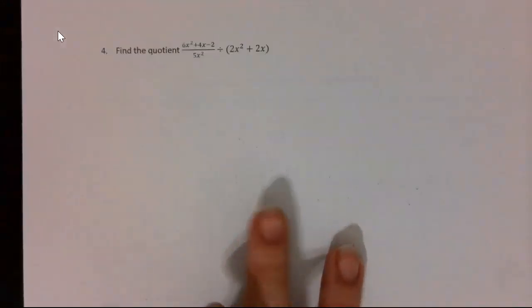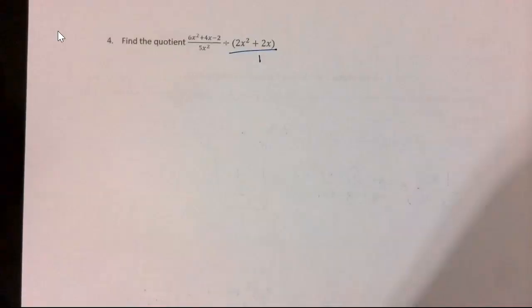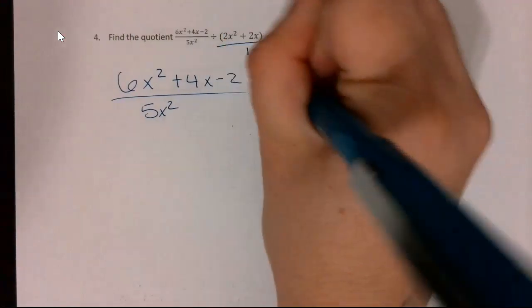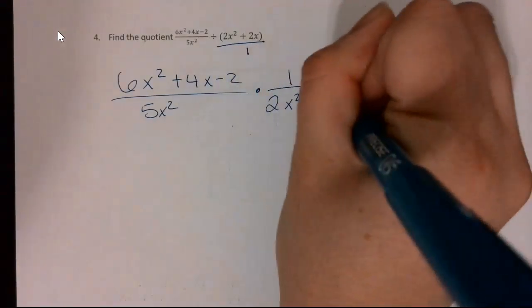Moving on to number 4, there is one on the back. I want to start off by writing this over 1, and then I'm going to flip it. Since I have the whole back page, I am just going to write this whole thing out. So it turns into multiplication, and 1 goes on top, and then I have 2x squared plus 2x.